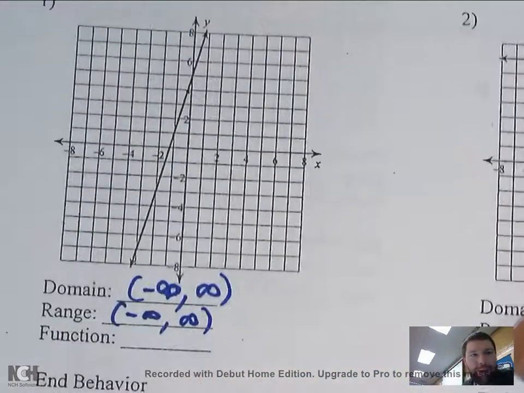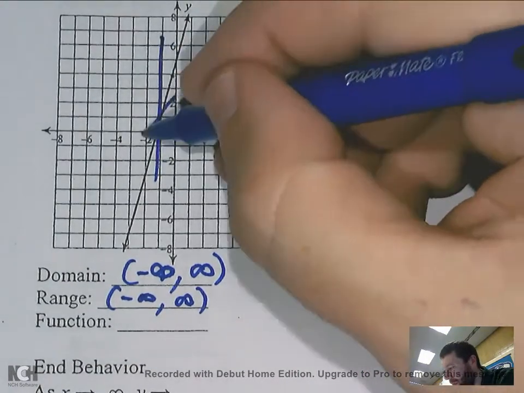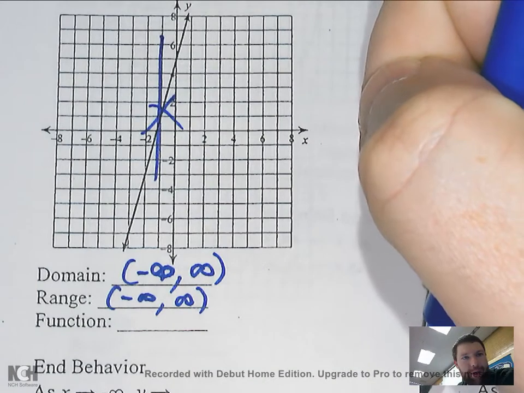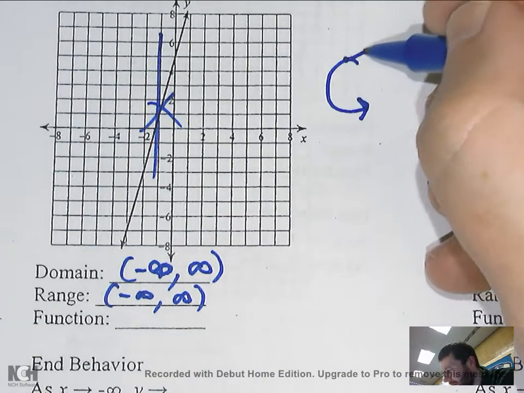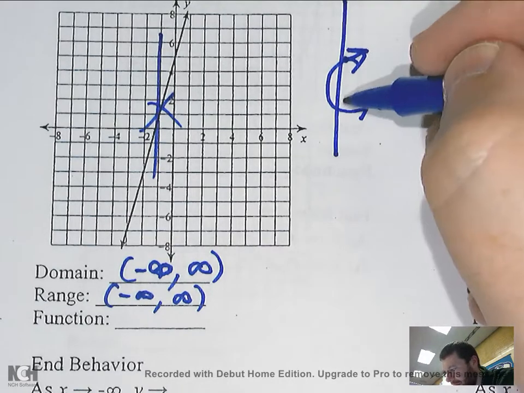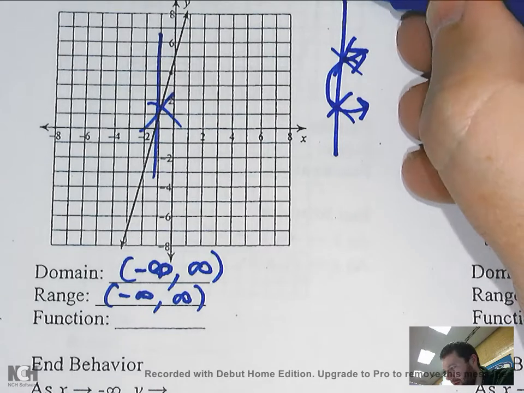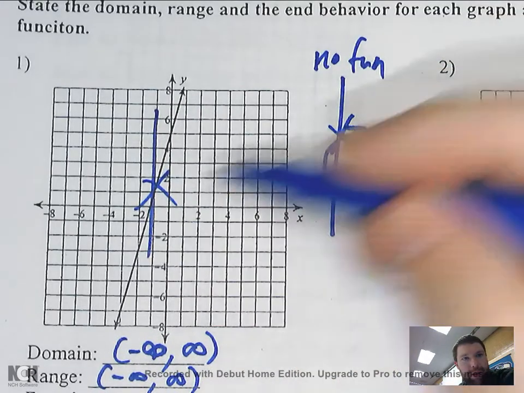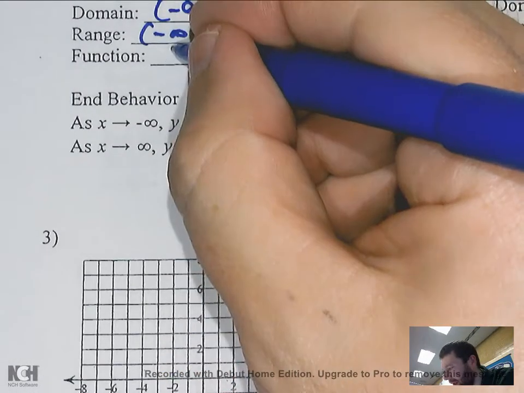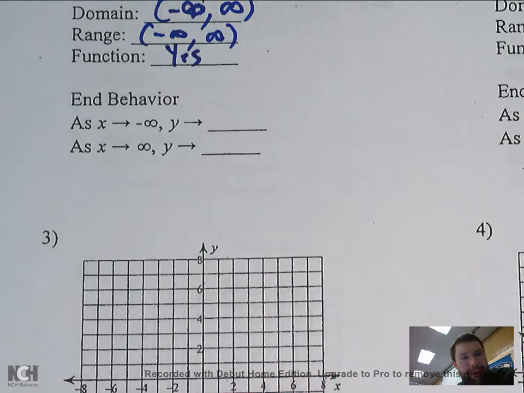And then identifying if it's a function or not. Again, if you can draw a vertical line and it only hits it once, that's a function, right? If it was something like this, where you draw a vertical line and it would hit it twice, that would be not a function. Okay, so function, not a function. Okay, so this one is a function. We'll say yes because that's what we'll do on the Canvas quiz.